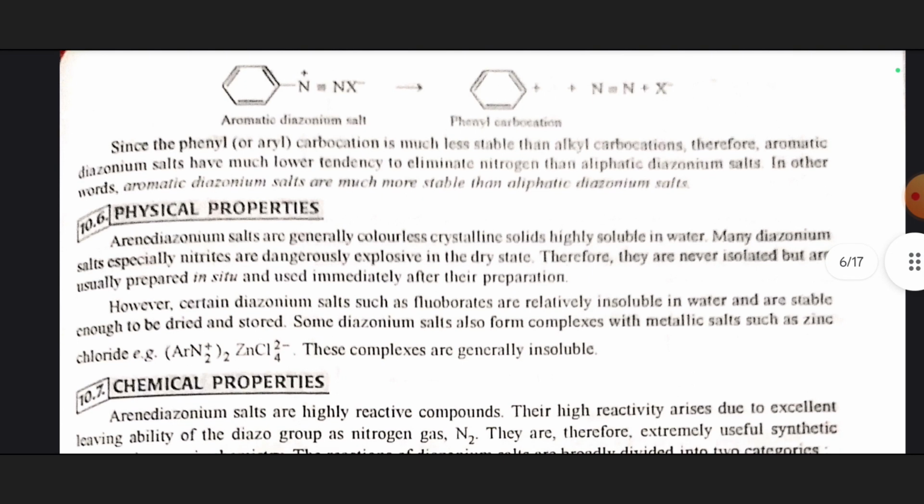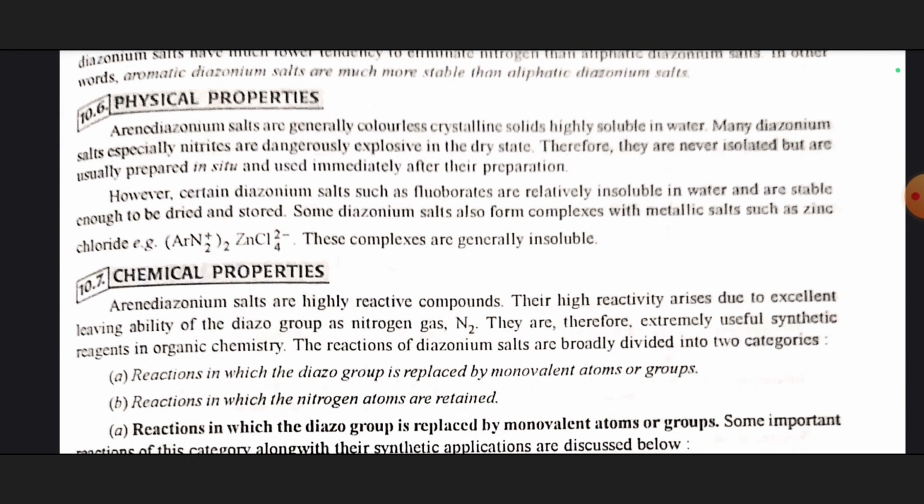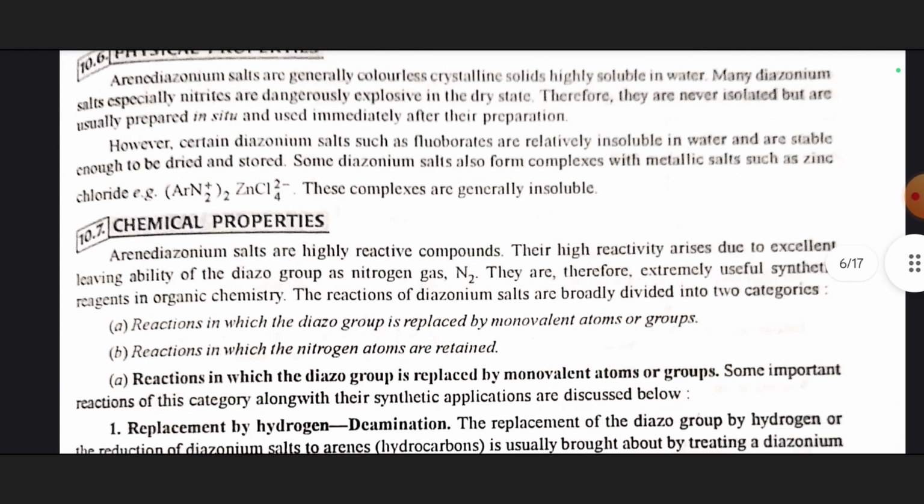10.6 Physical properties. Arene diazonium salts are generally colorless crystalline solids highly soluble in water. Many diazonium salts, especially nitrites, are dangerously explosive in the dry state. Therefore, they are never isolated but are usually prepared in situ and used immediately after their preparation. However, certain diazonium salts such as fluoborates are relatively insoluble in water and are stable enough to be dried and stored. Some diazonium salts also form complexes with metallic salts such as zinc chloride. These complexes are generally insoluble.